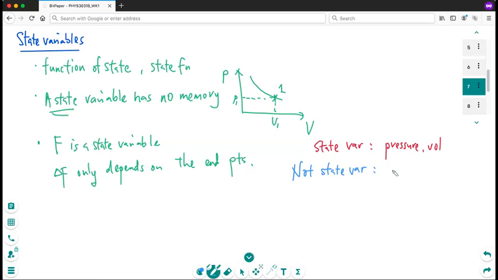Okay, I will tell you the answer. Work and heat are not state variables. So this really depends on the path, not just the endpoints. How do you go from A to B?